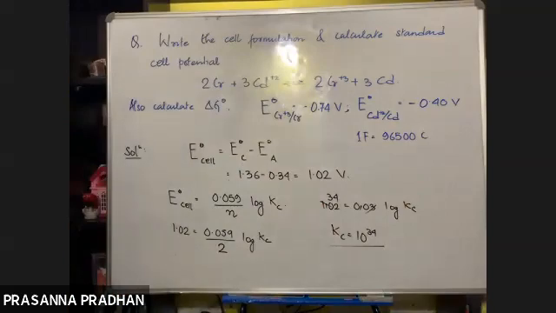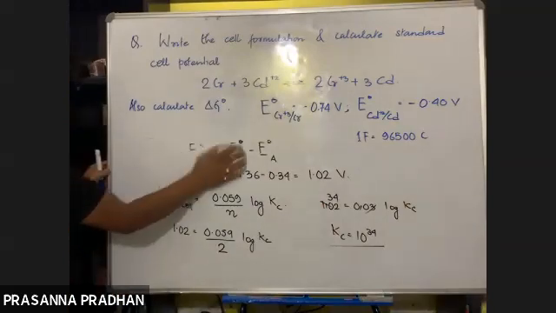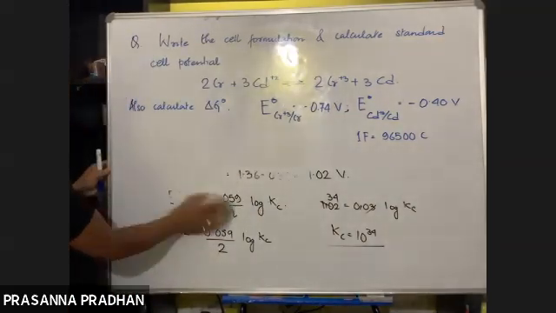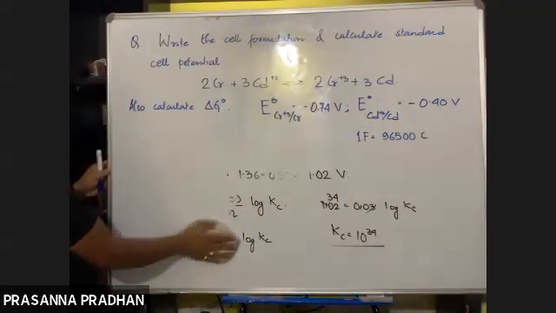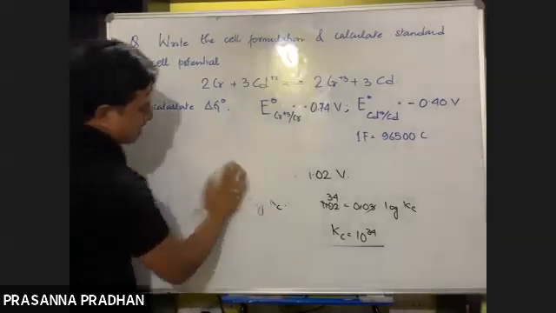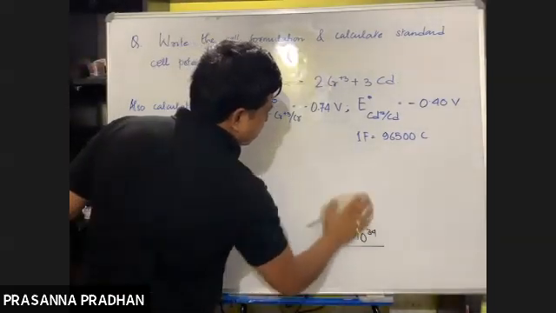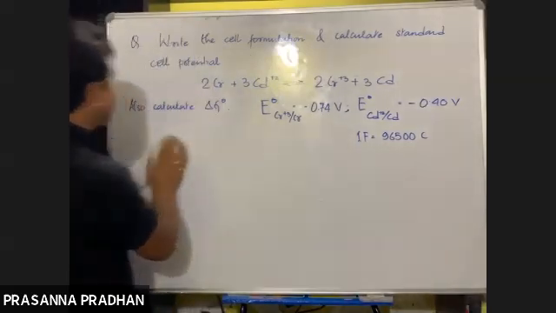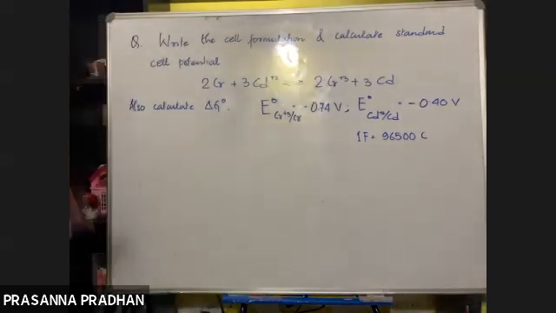So this is the data which is given. Now, what are you supposed to do? You are supposed to write down the cell formulation. Cell formulation means cell notation. You are supposed to write down the cell notation and calculate the standard cell potential. Okay.